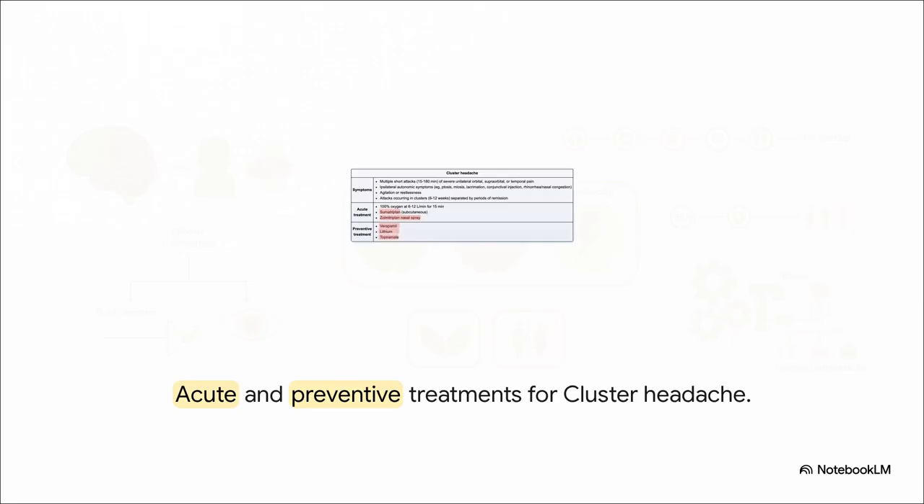Drilling down into cluster headaches for a second, the treatment is highly specific. For acute abortive treatment, you demand 100% oxygen at 6 to 12 liters per minute for about 15 minutes, or you give a subcutaneous injection of sumatriptan. Preventative management is crucial because these headaches occur in daily clusters over several weeks. For that, you're going to rely heavily on calcium channel blockers like verapamil, or alternatively, lithium or topiramate.